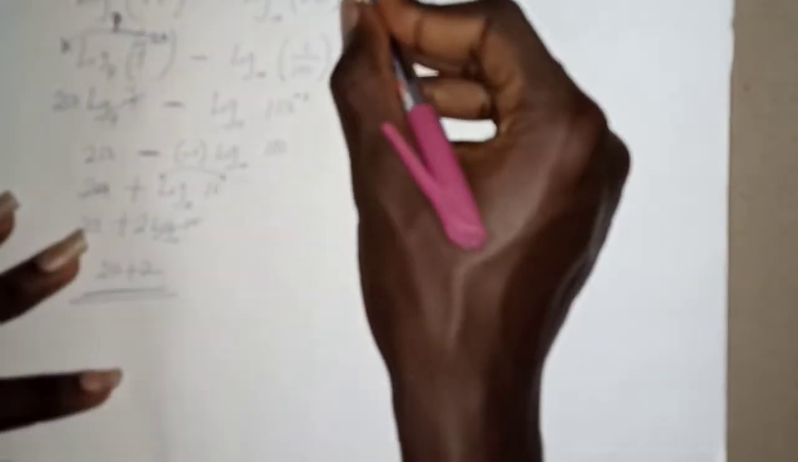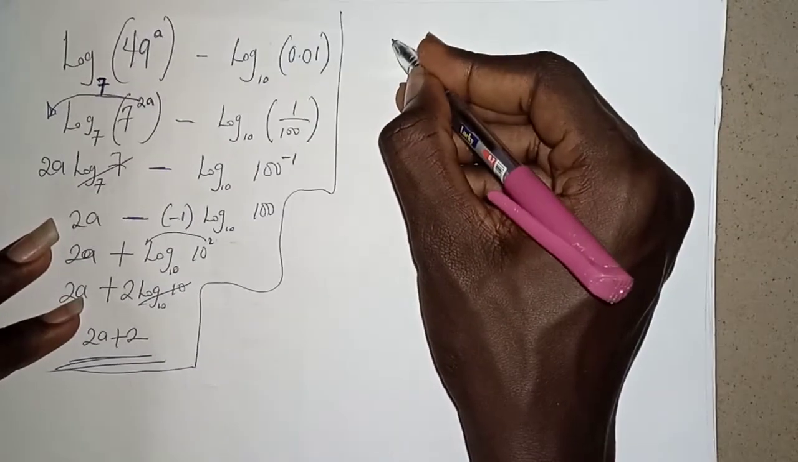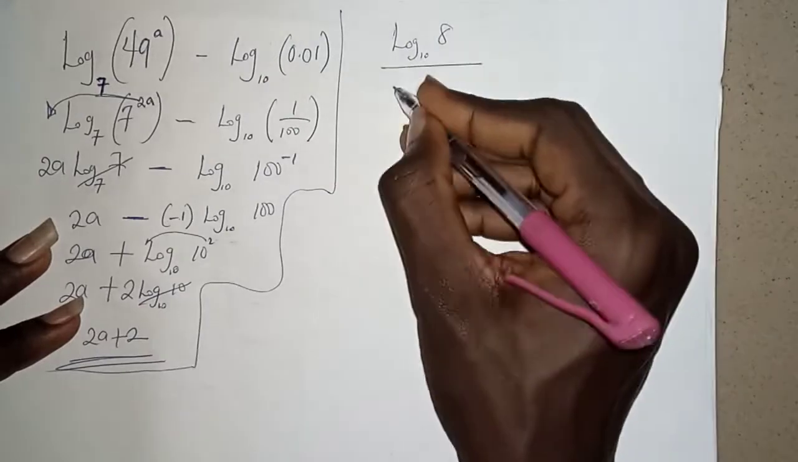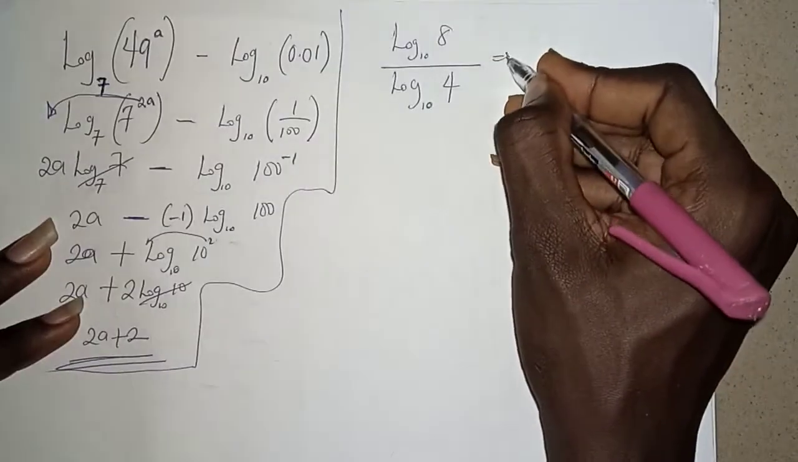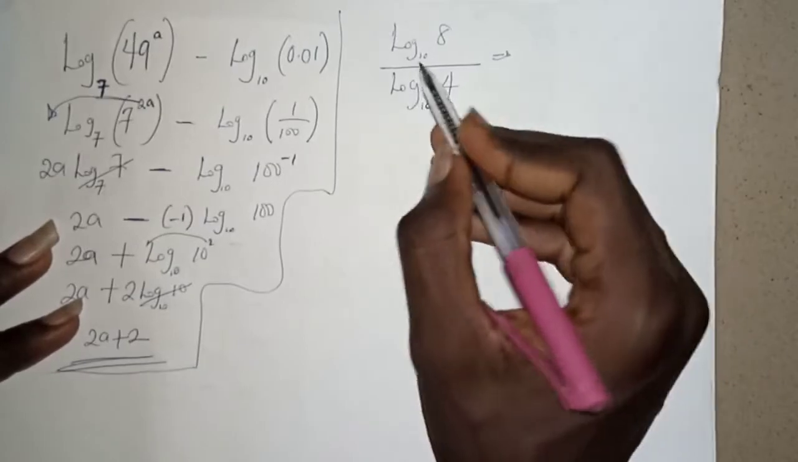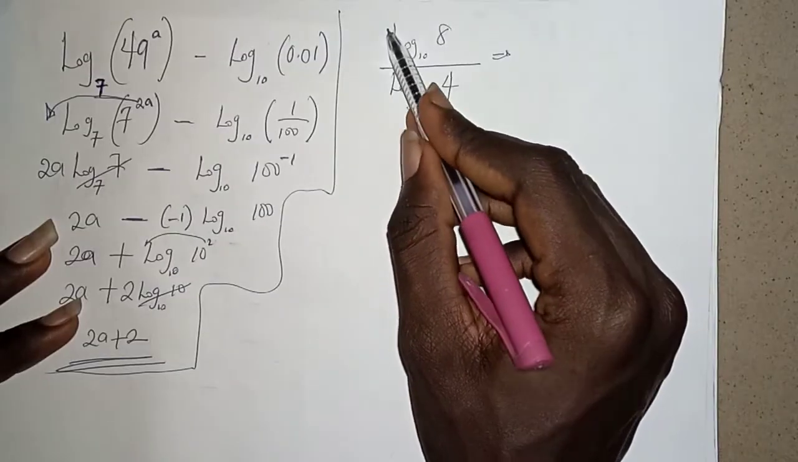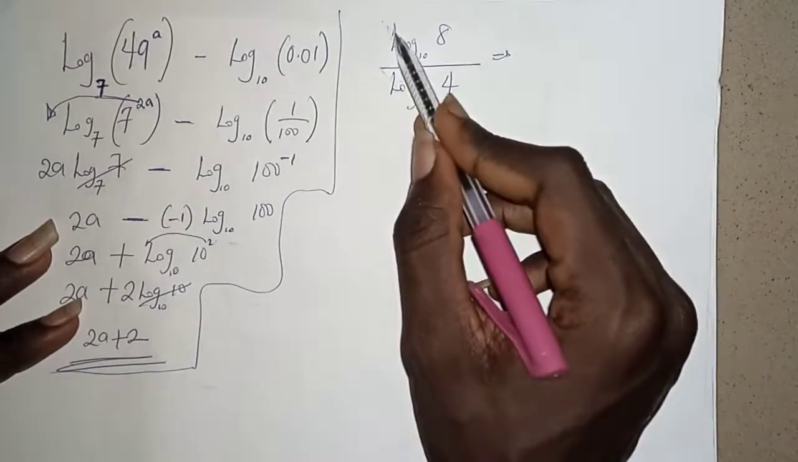Let's try another question. Consider this. Simplify logarithm of 8 to base 10 over logarithm of 4 to base 10. So here in this case, please, mind you, you have to take note of this. Do not make an attempt at cancelling this and this. It is not allowed. No.